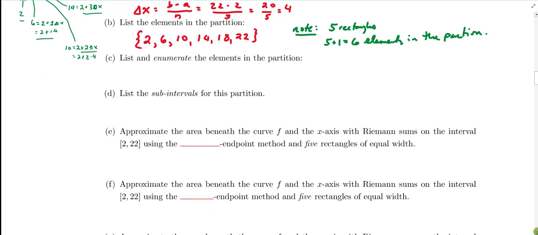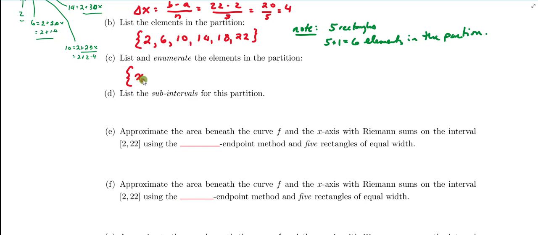Okay. The next thing I'm asking you to do is to enumerate the partition. This is because sometimes I want to refer to these, we're always going to refer to this a value here as the 0th element in the partition, and this is the first, and this is the second, up until we get to n. And sometimes I want to refer to them by their place. So rather than talking about the element 10, I want to talk about the second element in the partition. So let's see how that works.